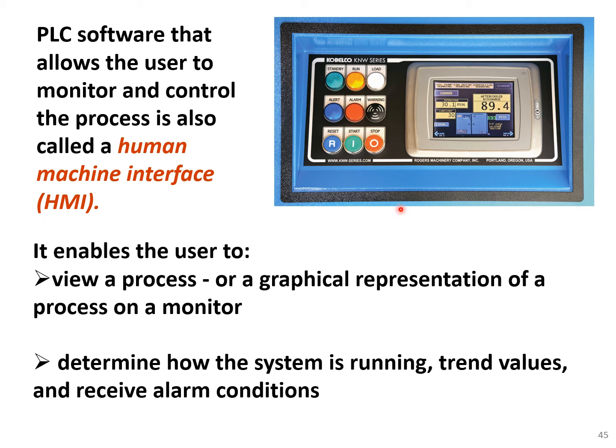So first, we could monitor the process. What is the status of one input? What is the status of output? What is the status of a process? Second, determine how the system is running, print values, and receive alarm conditions.